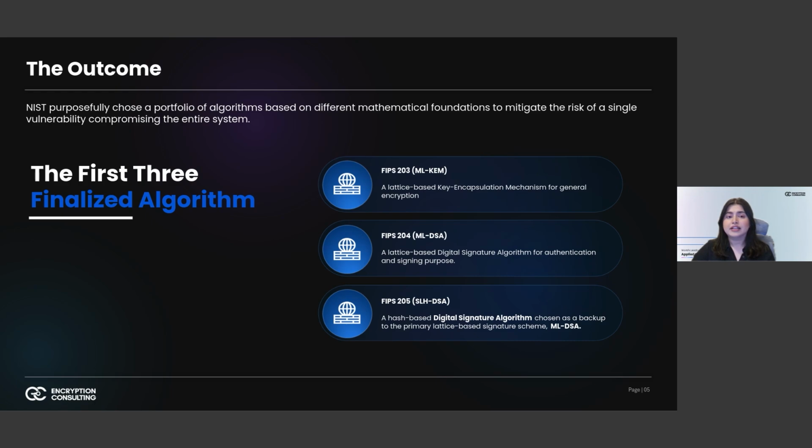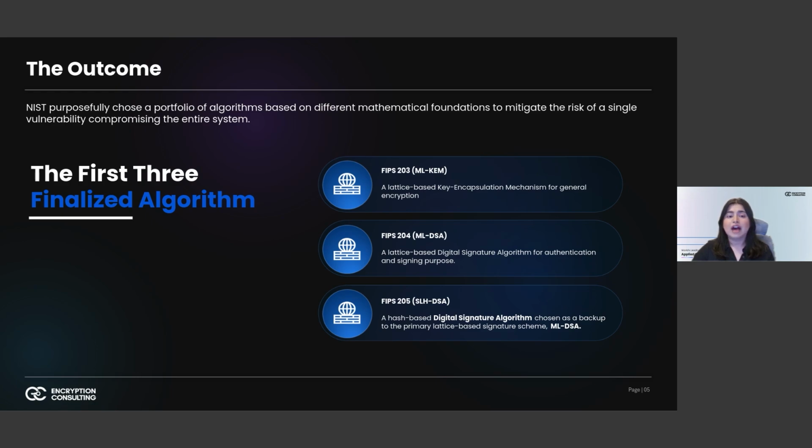The initial three finalized standards are the cornerstone of our migration strategy, and there are more standards currently under review or in development. First, we have FIPS 203, which standardizes ML-KEM. This is a primary lattice-based key encapsulation mechanism for general encryption. Think of this as the go-to standard for securing data at rest and in transit. Second, we have FIPS 204, which standardizes ML-DSA. This is a primary lattice-based digital signature algorithm. This is the workhorse for authenticating a document's origin and ensuring its integrity.